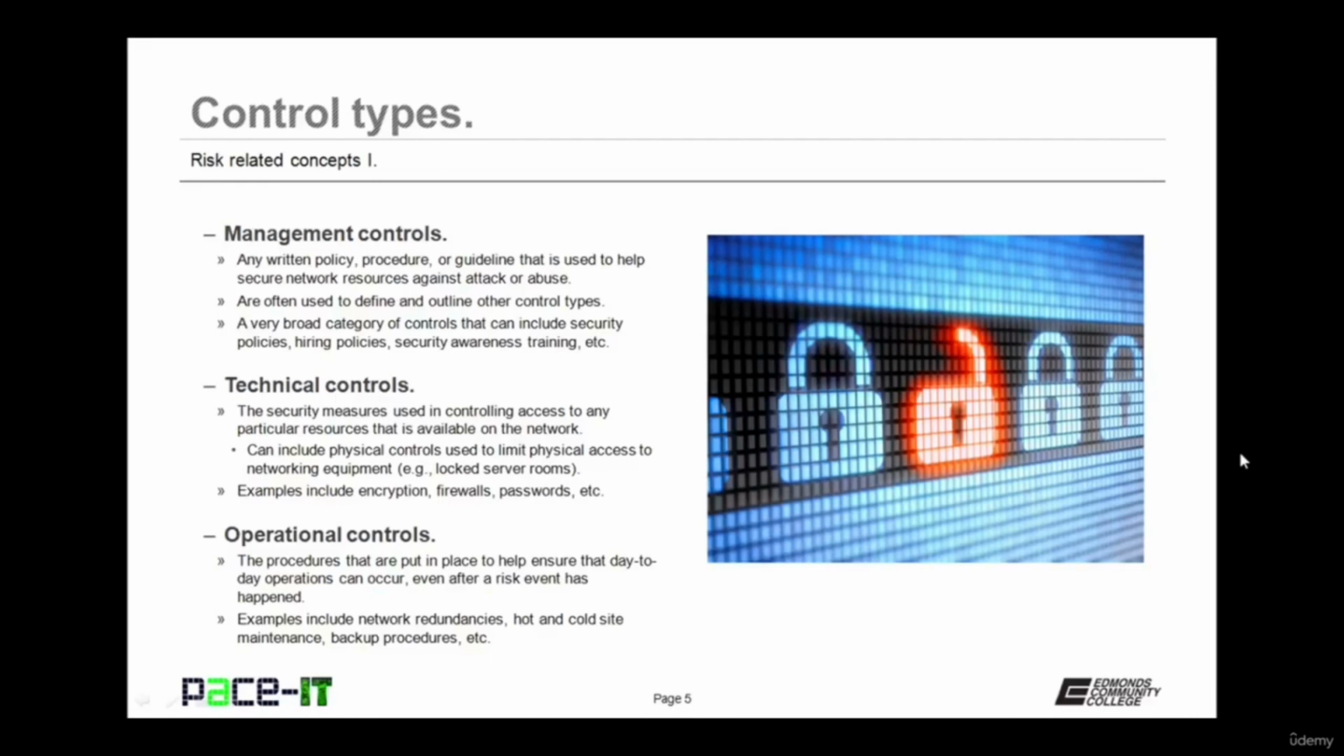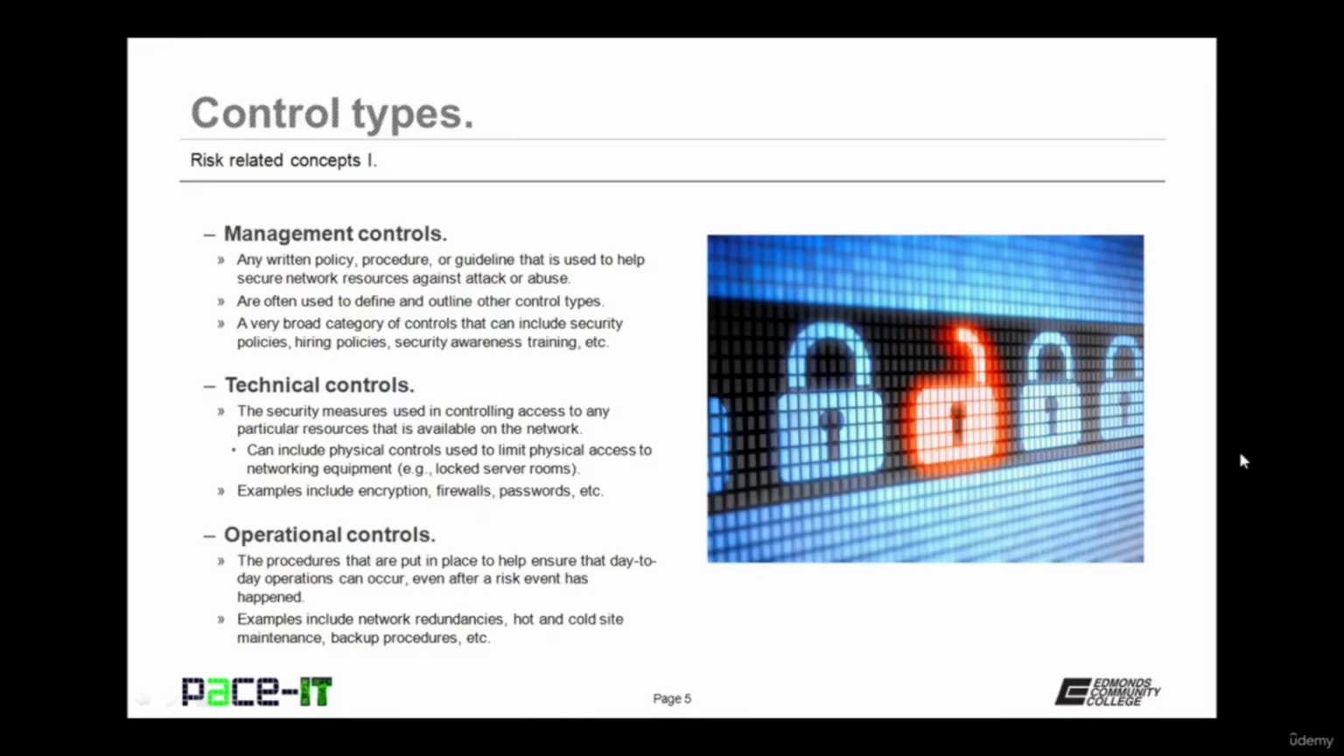Then there are technical controls. These are security measures that are used in controlling access to any particular resource that is available on the network. Technical controls can include physical controls used to limit physical access to networking equipment, as in locked server room doors. Some examples of technical controls beyond the locked server room doors include encryption, firewalls, passwords, etc.